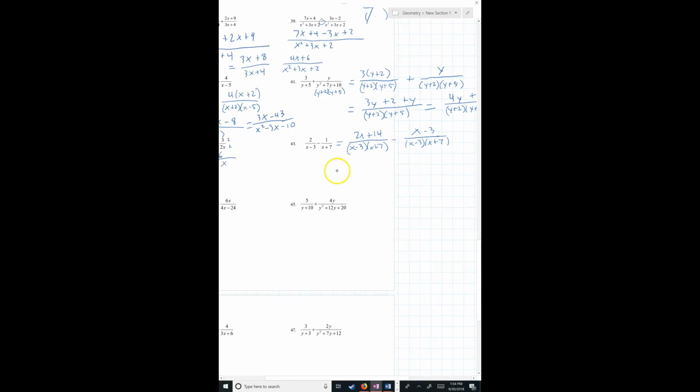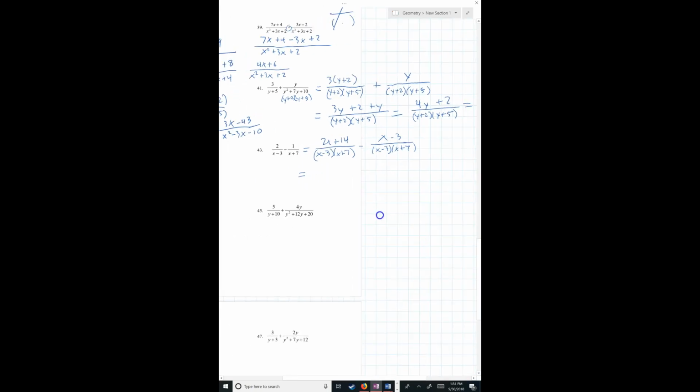And when I do that, I add those two together, well actually subtract them, so 2x minus x, that would be x, and 14 minus a negative 3, that would be positive 17. And since that's clearly not going to factor or cancel with anything down here, I'm going to multiply those back out, and I'll get x squared plus 4x minus 21.